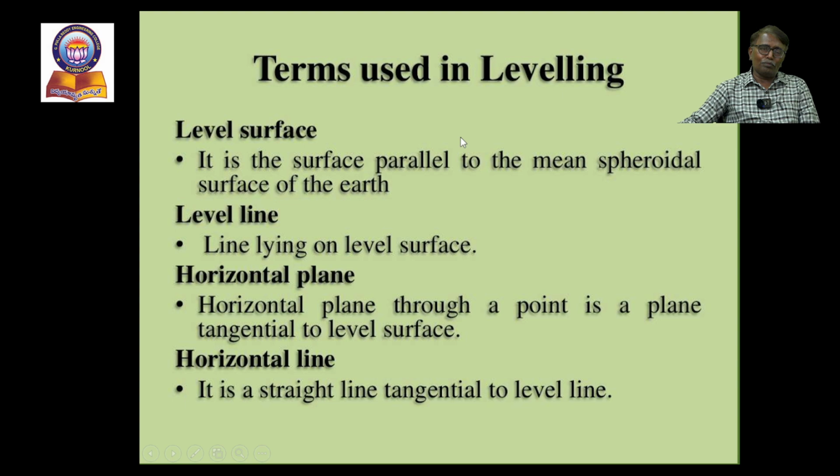This is a new topic, hence so many new terms will be visible to you. With the sketch, I will explain this one. The first term is level surface. What is meant by level surface? It is a surface parallel to the mean spheroidal surface of the earth. You know that the shape of the earth is spheroidal. Hence, a line drawn parallel to the shape of the earth is known as level surface.